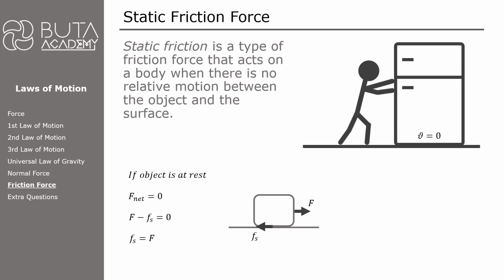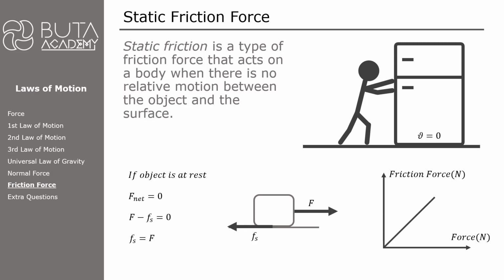Let's try to plot this information on a graph. This is the friction force versus applied force graph. It is going to display the relation between these two. According to the equation we wrote, these two forces are equal. If there is no force applied on the object, then there is no friction as well. Then we start to apply a force, and immediately the object will experience a friction force as well, and the value of friction force will increase as the value of applied force increases.